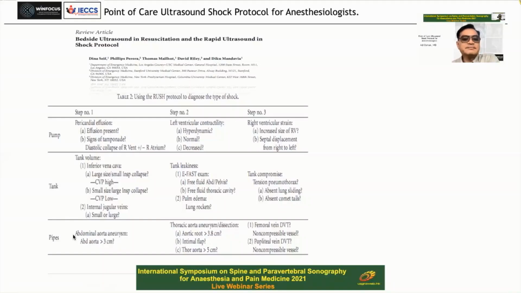When we assess the pipe, we look at the possibility of abdominal aortic aneurysm. We look at the thoracic aorta, whether there's a possibility of aneurysm and dissection. We look at the femoral vein for DVT, whether it's compressible, and also we look at the popliteal vein for DVT.